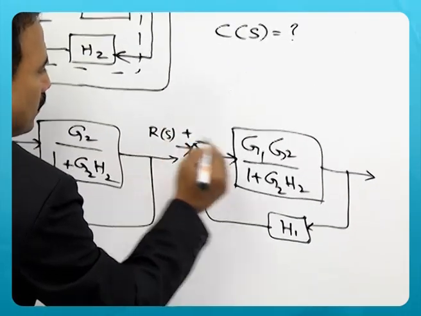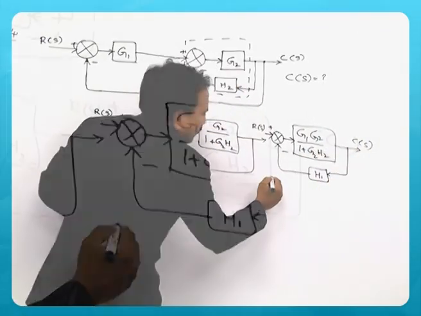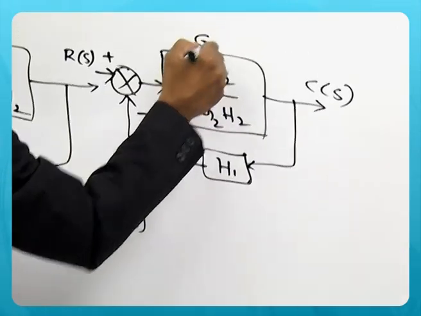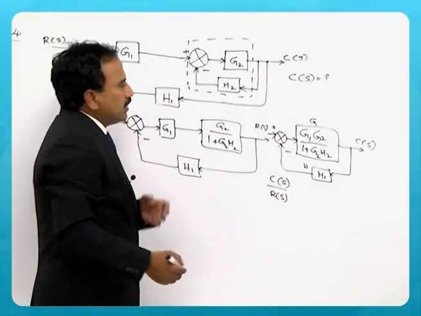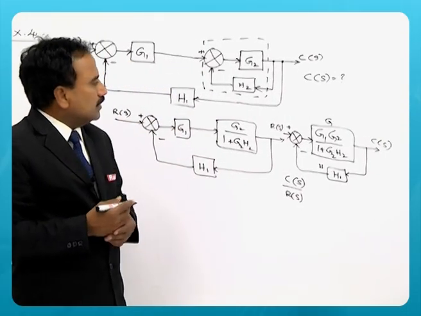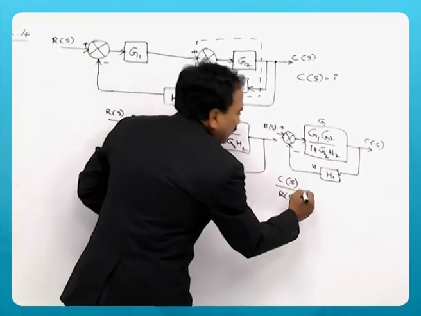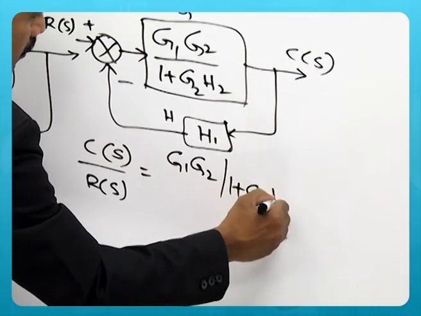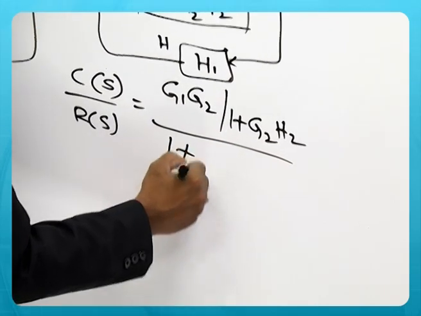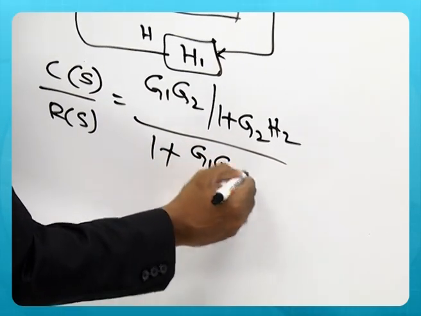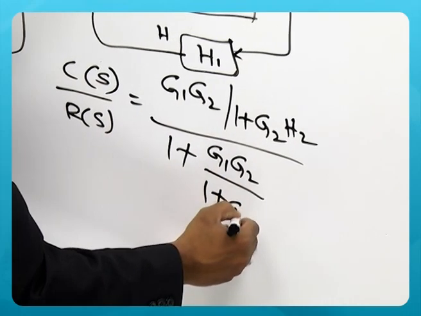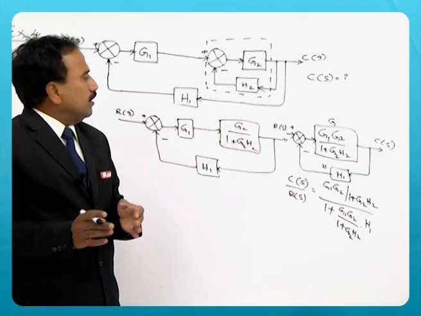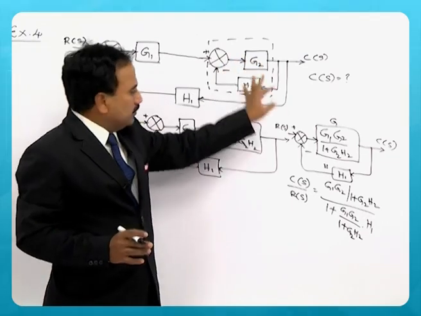So R of S is the input, C of S is the output. So you can write C of S by R of S as, you consider this as now G, this as H. So it says G by 1 plus GH, the transfer function of feedback loop. So you can write this way now, G1 G2 by 1 plus G2 H2 by 1 plus G1 G2 by 1 plus G2 H2 into H1. So this is the overall transfer function of this particular diagram.